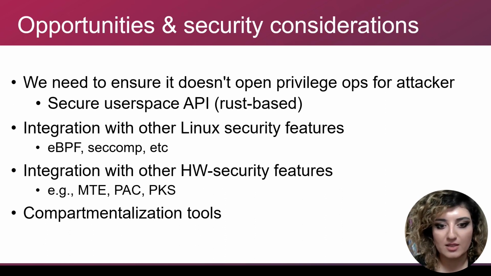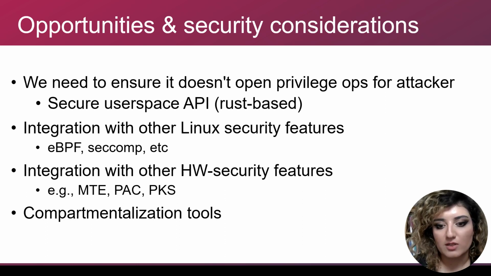We haven't implemented that yet, and it needs to be really secure, because we don't want to open up new attack vectors for attackers to launch even stronger attacks by misusing our privileged operations or our interactions with the hypervisor. So we plan to implement that in Rust, and also make sure that all of the interfaces are secure, both logically and from an implementation perspective. Also, after we get feedback from the first patches, we need to think about integration with other Linux security features, like hardening eBPF, for example, or seccomp and things like that.